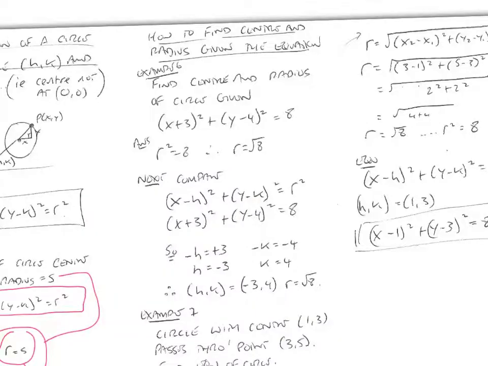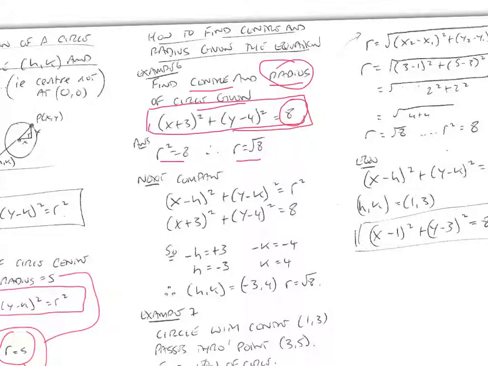Okay. Now, how to find the centre and radius of a circle given the equation. So find the centre and radius of the circle whose equation is (x plus 3) squared plus (y minus 4) squared equals 8. Okay? Well, first of all, r squared is equal to 8, so r is equal to the square root of 8. Okay, so we found the radius already. Now, we need to compare the equation we're given with the standard equation. So the standard equation looks like this. The equation we're given looks like that.